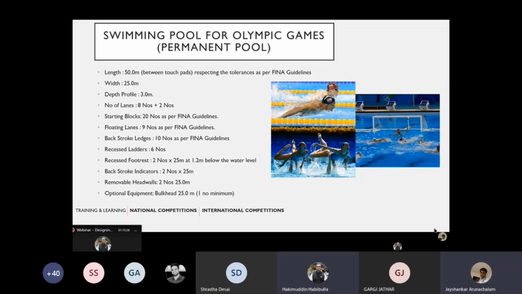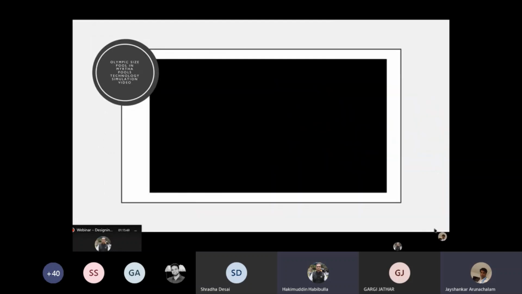the wall. So the removable head walls, you would need two at the two shorter ends, which will, again, like I said, have the starting blocks. And the optional element is a bulkhead, which you can see a context of in the next slide. Just a simulation video of an Olympic-sized pool.